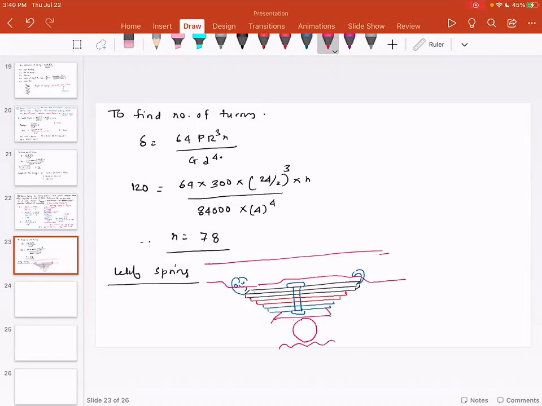So what happens is the disturbance because of the load that goes to the axle gets transmitted to the spring. And this is where the characteristics are changed. Assuming the spring is properly tuned, the disturbance is damped, so you get a comfortable ride.